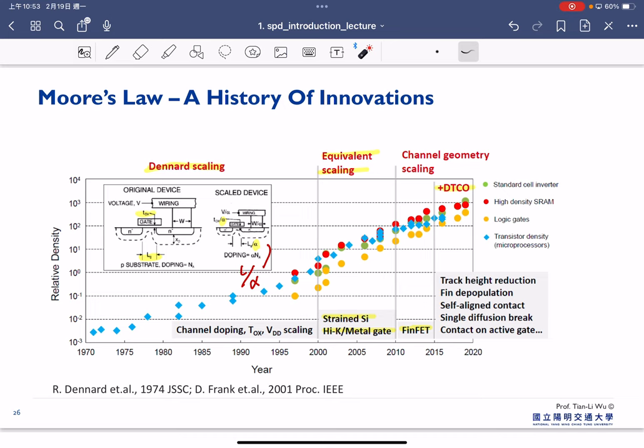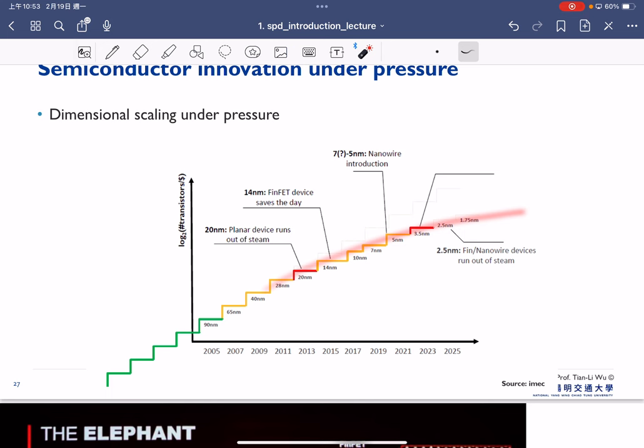But of course, the scaling is still under pressure. So you can see that until about the 10 nanometer, we still had the perfect density increase. But later on, we start to slow down this scaling. That's why we need more innovations in semiconductor technology here. So for the 14 nanometer FinFET, that still pretty much follows Moore's law. But below 5 nanometer, even for 2.5, we still meet some problems trying to catch up with Moore's law. But right now, I think we do have some good strategy. So we will talk about this later.